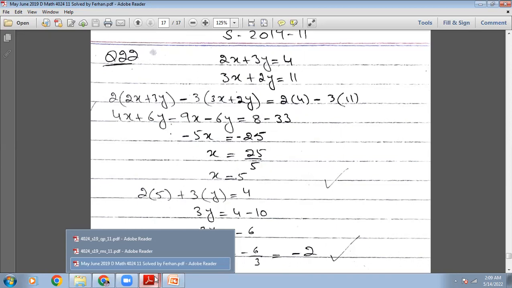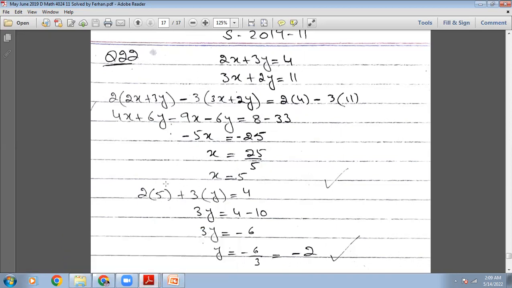Once you know the value of x, just substitute that value into the first equation. So you will have 2 into 5 plus 3y equals 4. So 3y will be equal to 4 minus 10. So 3y equals minus 6. So y will be equal to minus 6 by 3. So y will be equal to minus 2. So the solution of this simultaneous equation is x equals 5 and y equals minus 2.